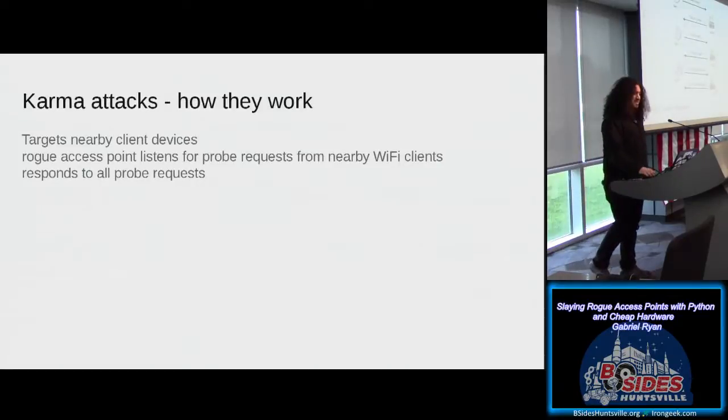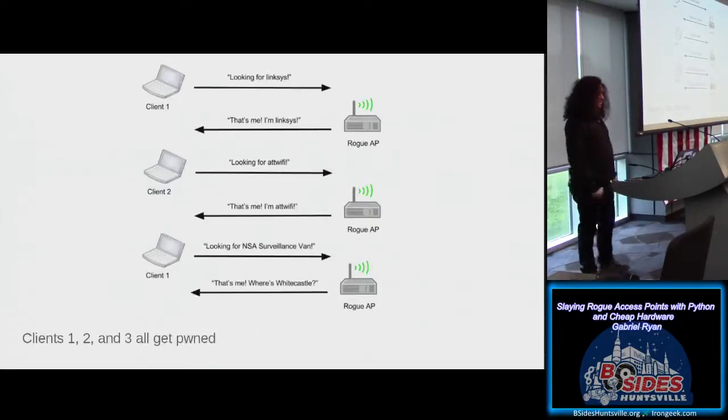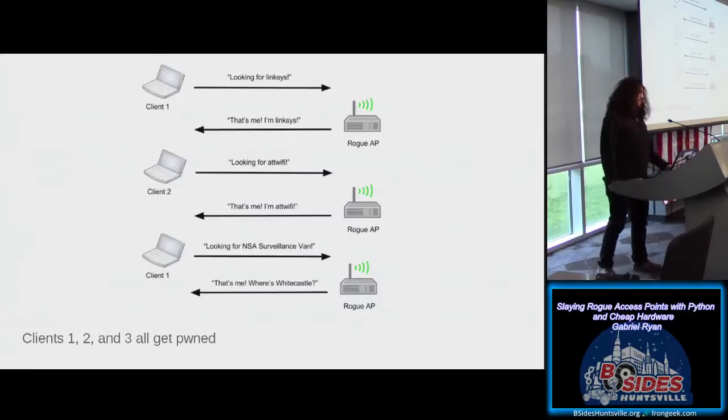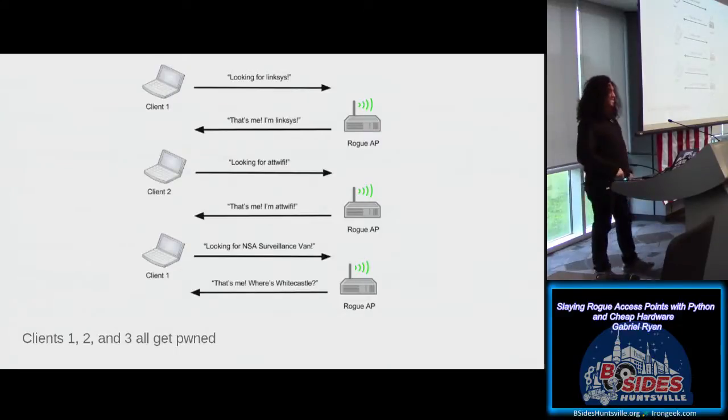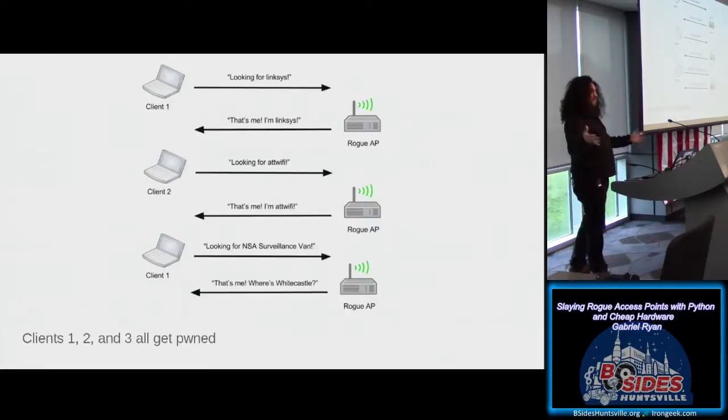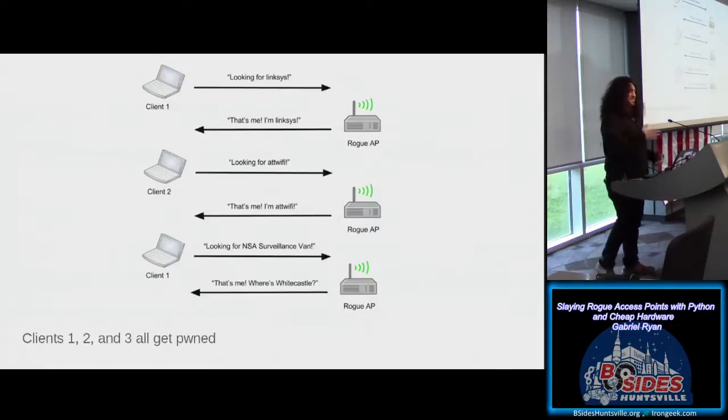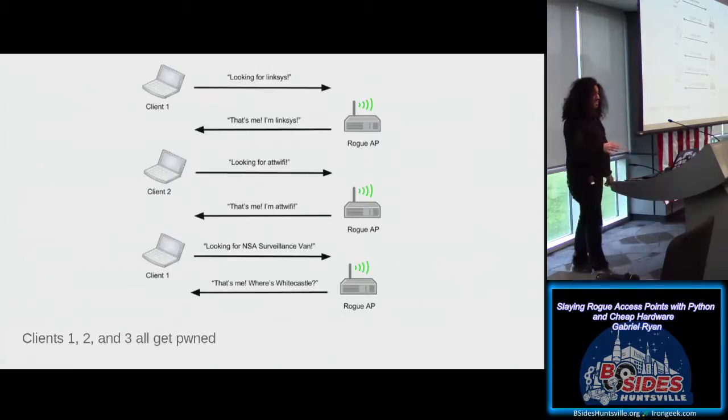So if we look at this example here, we have client 1. The client at the very bottom should say client 3. I don't know why it says client 1, just pretend it says client 3. But we have client 1 at the top, and it says, hey, I'm looking for Linksys. It sends out a probe request for Linksys. The rogue AP responds, yeah, that's me. I'm Linksys. Connect to me, bro. And client 1 does.